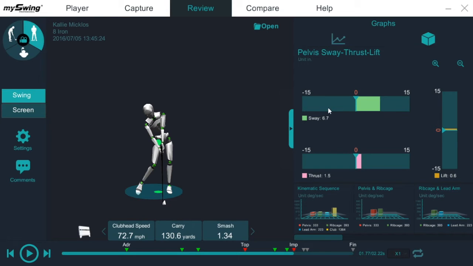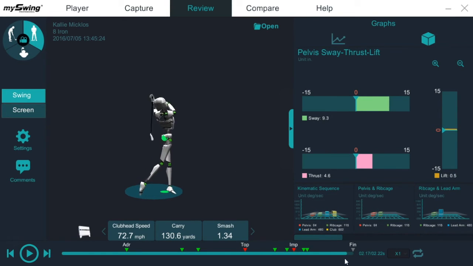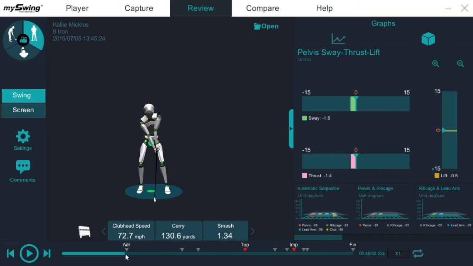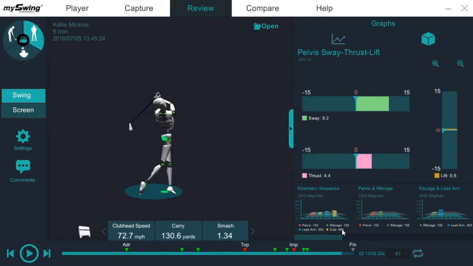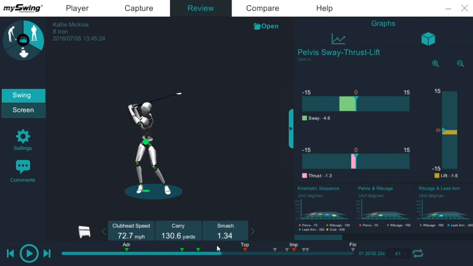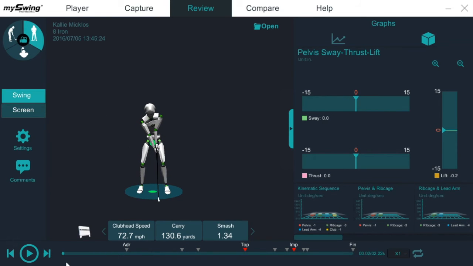One thing we found with sway, the more you rotate, the harder it is to sway. The more you sway, the harder it is to rotate. So obviously with this graph, with this data, I'm looking at pelvis sway first, and we'll definitely take a look at trying to minimize so much of the movement.